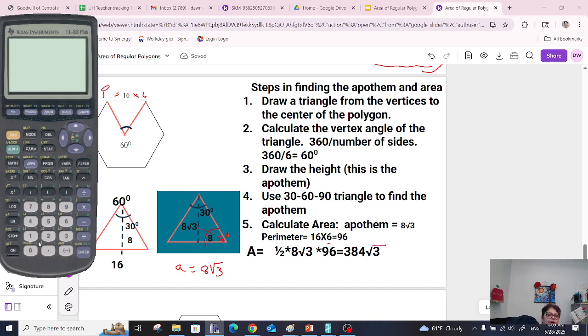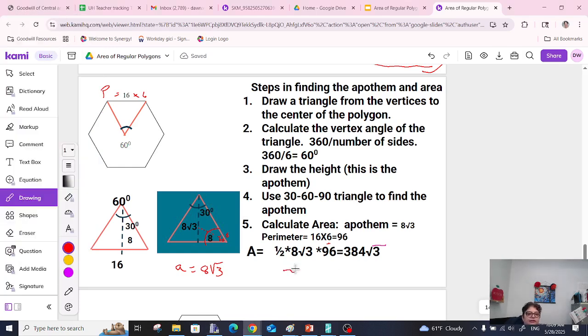If I wanted it rounded, it would be 384 times, hold on 1 second. What's 16 times 6 for the perimeter, right? And so we could also say this is approximately 665.1. It didn't give us a unit, so unit squared.